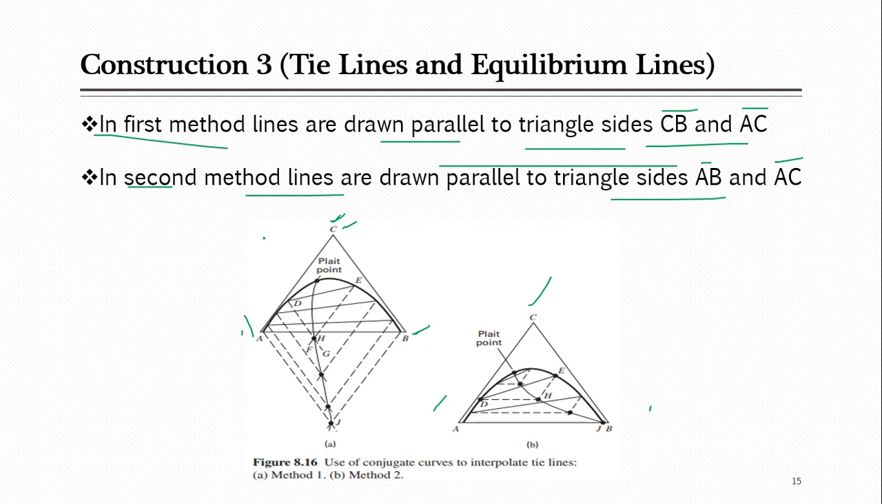If you look at this diagram, it is the first method. For the first method, he said you have to draw lines parallel to sides CB and AC. Just look, this is the CB side and the other is the AC side. This is one tie line which was already present in the system. You can see this curve already, you know that this is the binodal curve. Inside there are some lines which are usually dotted, but here they are solid lines. You can see one from D to E, which is the tie line connecting the extract and raffinate sides.